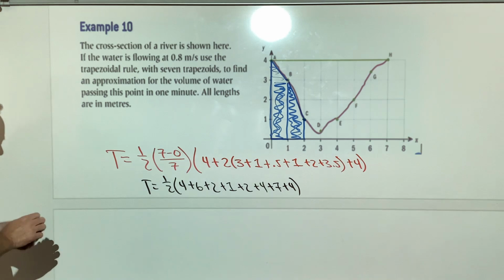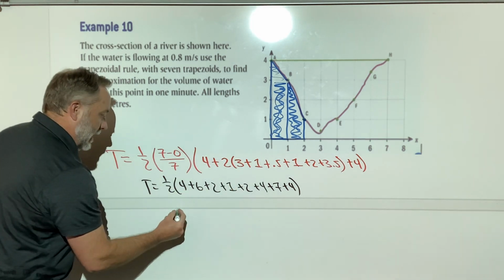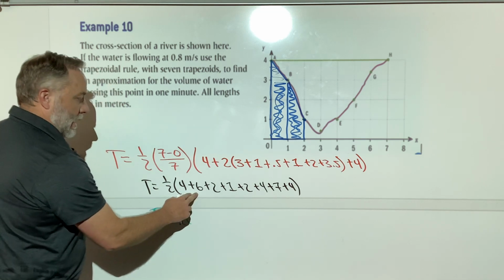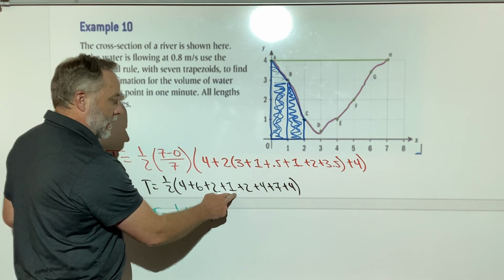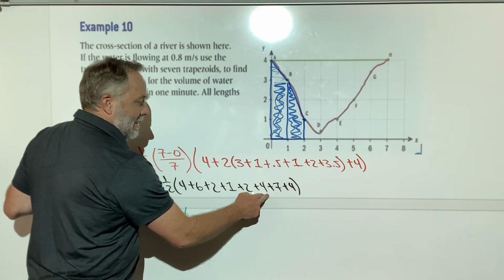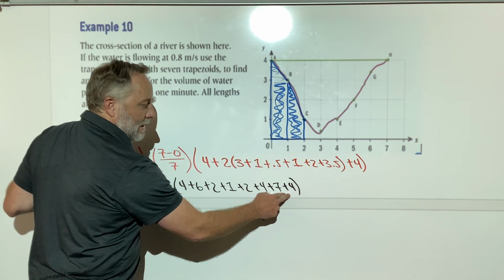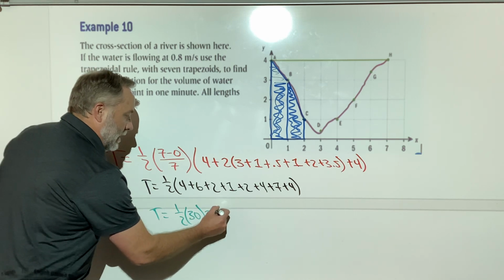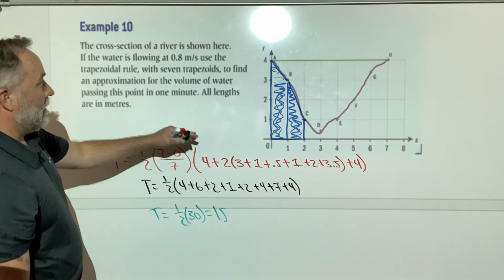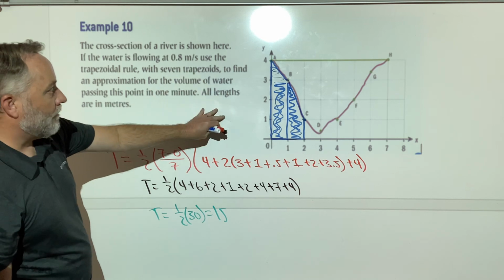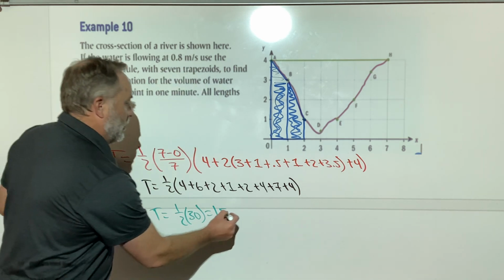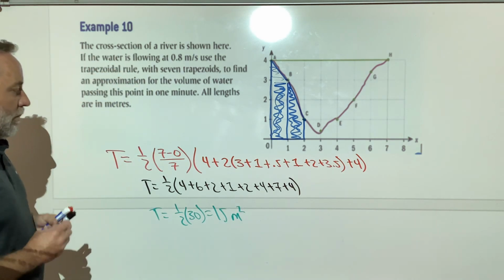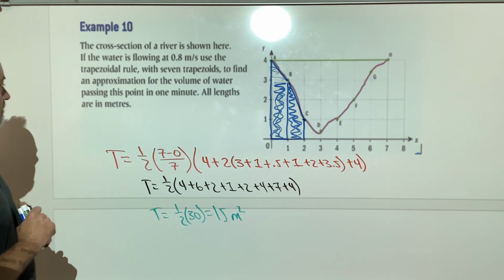Okay, let's go one step more and let's add everything on the inside. So we have 1/2 times 10, 12, 13, 15, 19, 19 plus that 11 is 30. So 1/2 of 30 is 15. And in this case, it's meters per second, so our units would be meters squared. The area under that curve would be 15 meters squared.